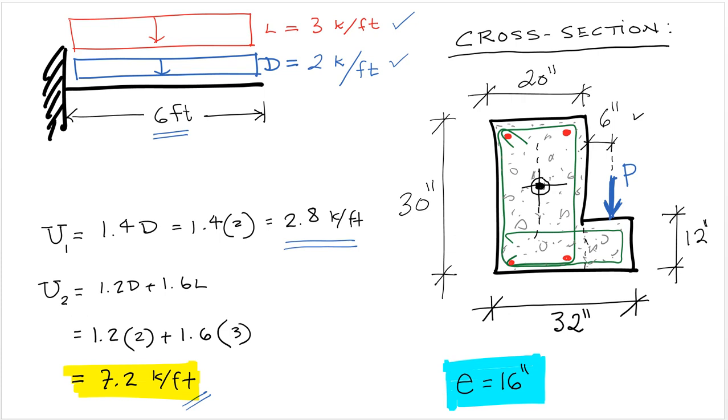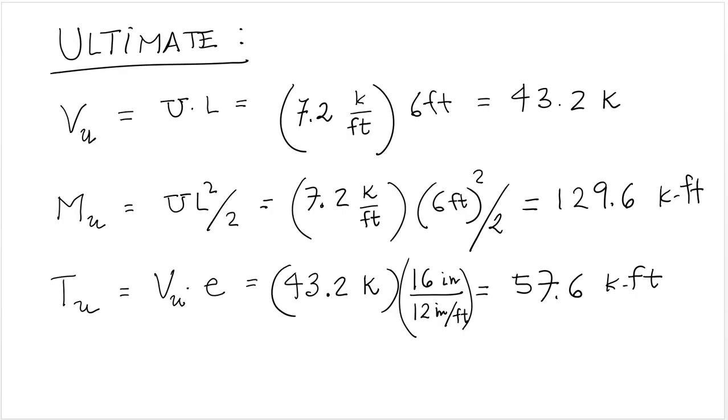From the value of the ultimate load, the length of the beam, and the eccentricity, we can compute the ultimate values for the design shear, moment, and torsion, as shown right here. For the shear, we basically have load times the length. For moment, we have load times length squared divided by 2. These are basic results from statics, strength of materials, structural analysis.